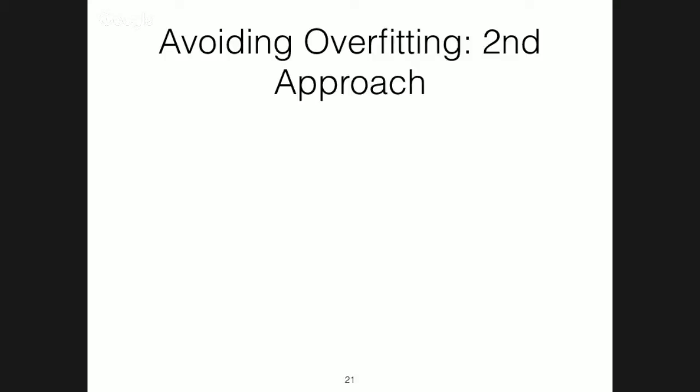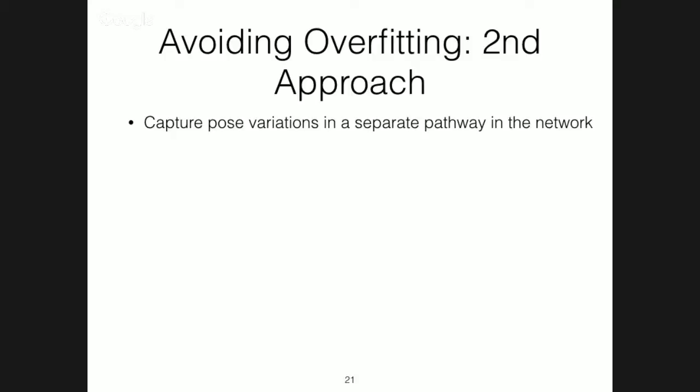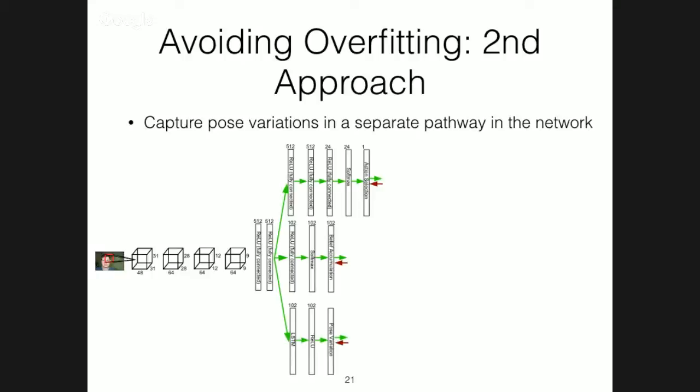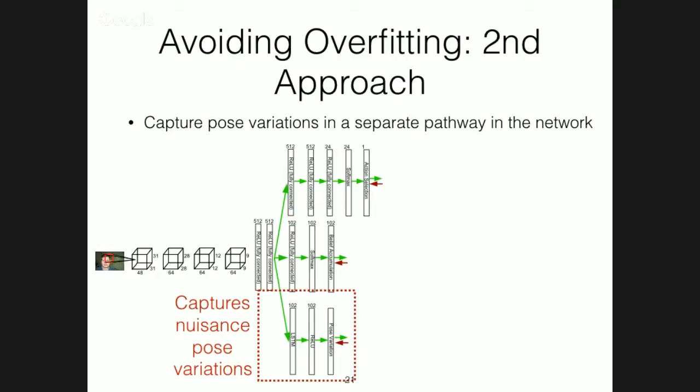The second approach is to capture the pose variations in a separate pathway, like explicitly train something that learns the pose variations. And this is the proposed network. It has the two pathways from before, but the bottom one is trained to capture the pose variations. And somehow it uses some memory units, and then it outputs, for example, if two consecutive images are like 30 degrees apart, it outputs something that is an encoding of that 30 degrees.